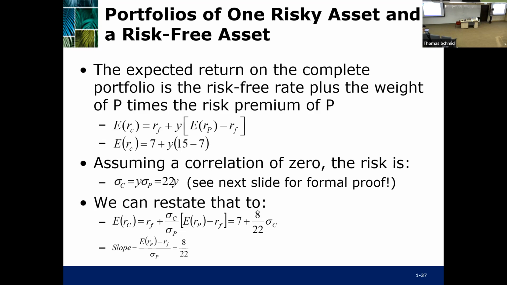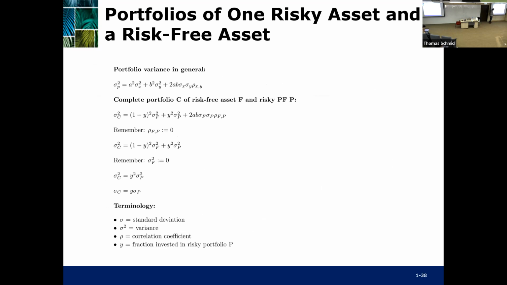And if we assume that here, we can relatively easily show that the resulting portfolio risk is simply Y times sigma P. So how can we do that? Well, let's start with the portfolio variance formula. This is the one that we know. That's what we developed earlier today. Then we set in the values for the complete portfolio and the risk-free asset and the risky asset. So 1 minus Y is A and Y is P. So this is sigma F and this is sigma P and so on. And we just set in the values here.